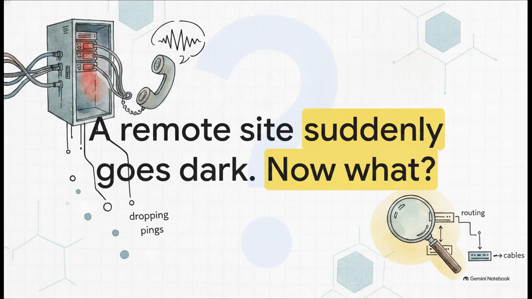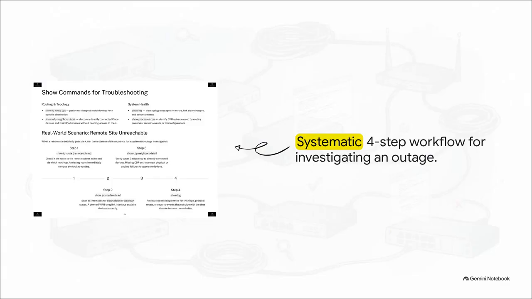Imagine it. A remote site just suddenly goes completely dark. Pings are dropping left and right. The phone is ringing. What is your literal very first investigative move? Do you check the physical cables? Do you check the routing tables? Well, instead of just wildly guessing, we follow a systematic 4-step workflow for investigating an outage.